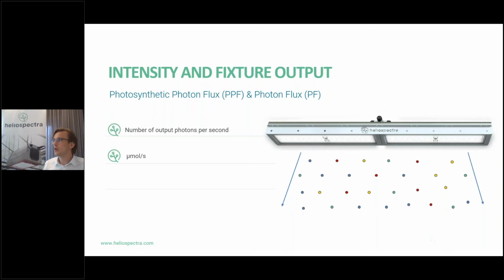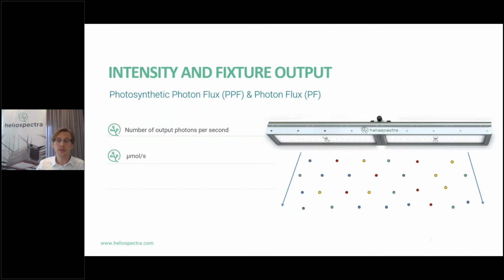So only looking at what the fixture output is not really relevant to the plants. You also have to consider how the fixture is hung with respect to the plant. But still, it's interesting to know how much light a fixture is outputting. And you do that by looking at the PPF or the PF.